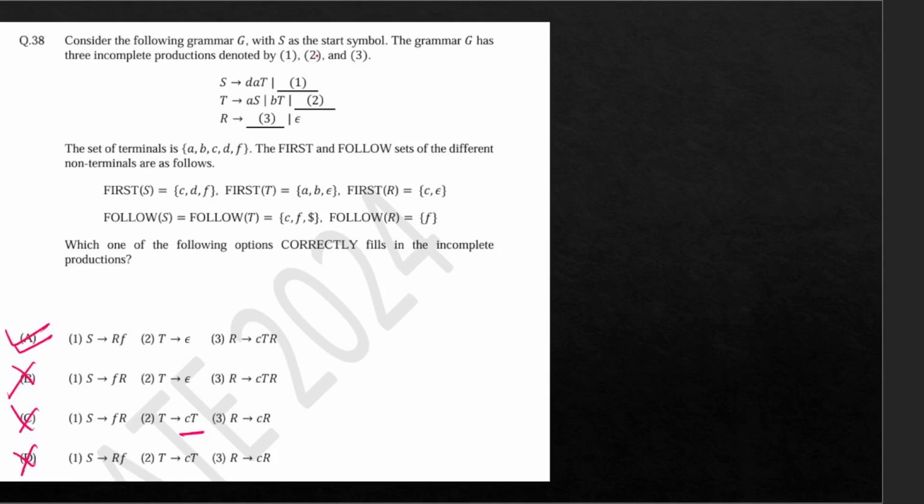So if we put here RF, right? If we put here epsilon and if we put here CTR like this, and if we take the first of S, it is going to get D. After that, first of R is going to get C, and epsilon. But if we replace this epsilon, we are going to get the F, right everyone? So C, D, F we are going to get from this. Any doubt here? You should know how to calculate follow and first. So that's why A is the correct answer.